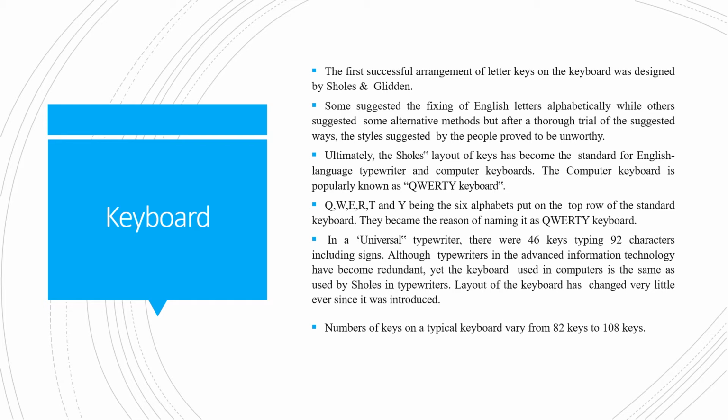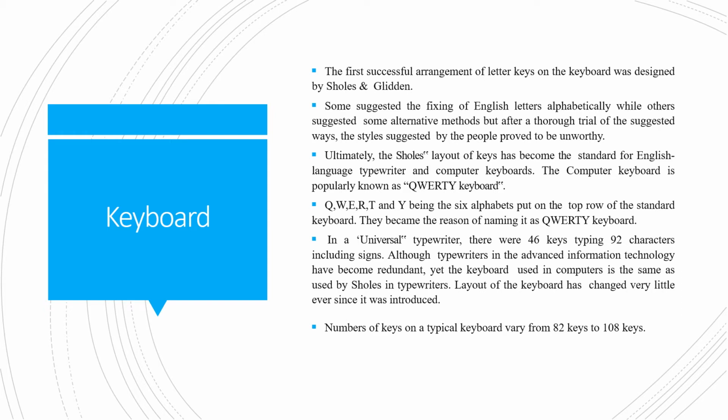In a universal typewriter that is generally used, the total number of keys was 46 for typing 92 characters including all the signs. It means the 46 keys had dual operation on one key. Although typewriters have become redundant in advanced information technology and some operations have changed, the keyboard used in computers is the same as designed by Sholes in typewriter technology. The layout of the keyboard has changed very little since it was introduced.